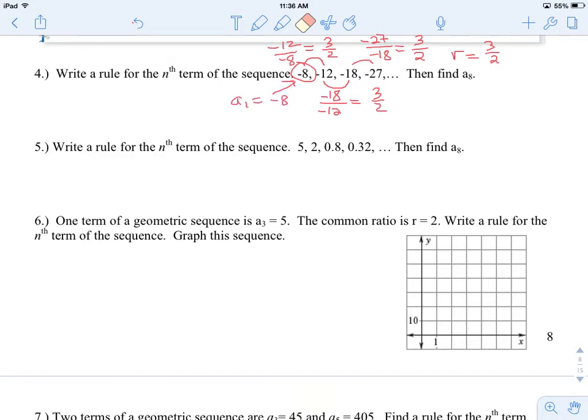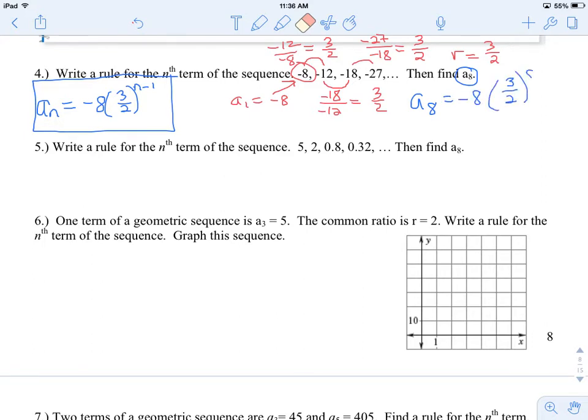So then my rule, a sub n will equal -8 times my common ratio, 3/2, to the n minus first power. That's the rule for the nth term of the sequence. They also asked me to find a sub 8. So if I replace n with 8, I have -8 times 3/2 to the 8 minus 1, or -8 times 3/2 to the 7th.